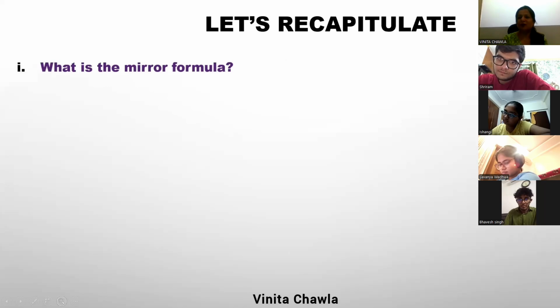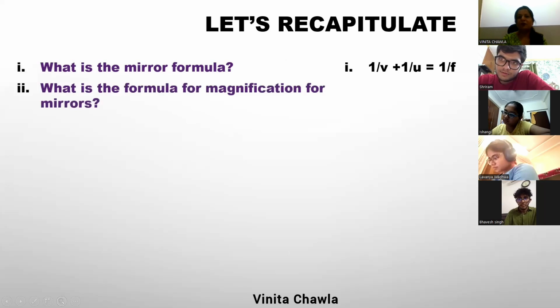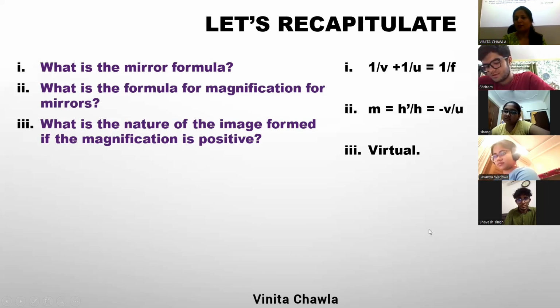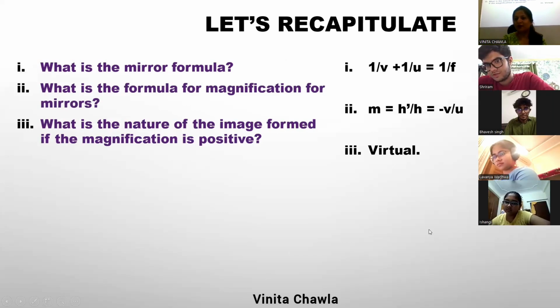So what is the mirror formula? ये basic है, just one slide. 1 by v plus 1 by u is 1 by f. What is the formula for magnification for mirrors? m is equal to minus v by u is equal to h dash by h. What is the nature of the image formed if the magnification is positive? Virtual and erect. Ishangi, do you know the answers? Bhavesh, Ishangi? Yes, ma'am. So you should also respond, right?